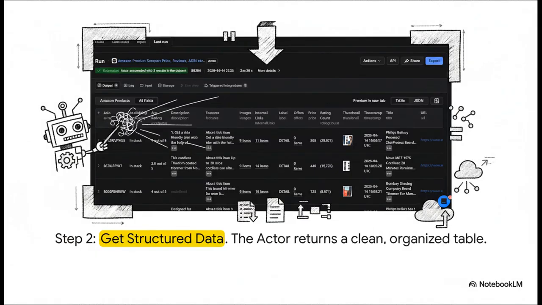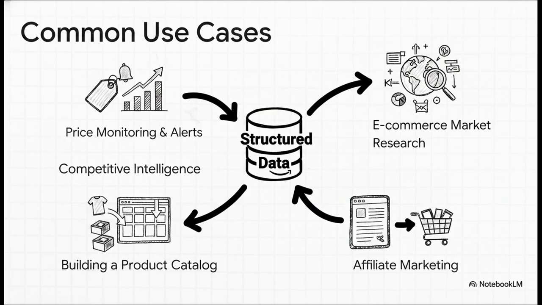So you hit start, the actor gets to work, and a few minutes later, boom, this is what you get. A beautiful, clean, structured table of your results. Everything is in its own column: ASIN, availability, rating, URL. You can download it as a JSON file, a CSV, or an Excel sheet with just one click. No more messy, manual data cleanup. It's just done.